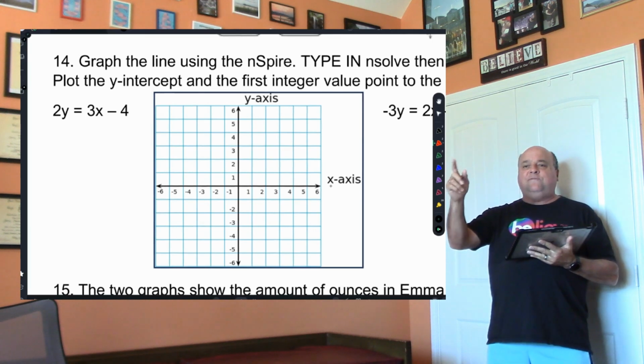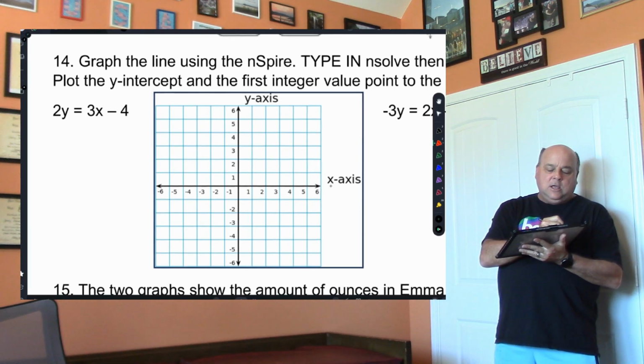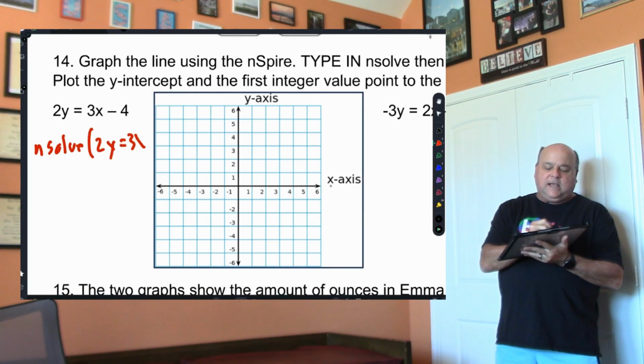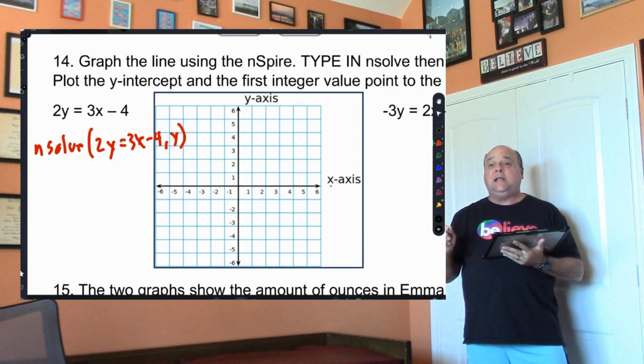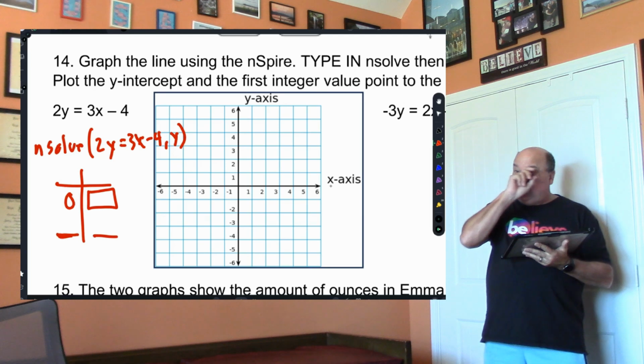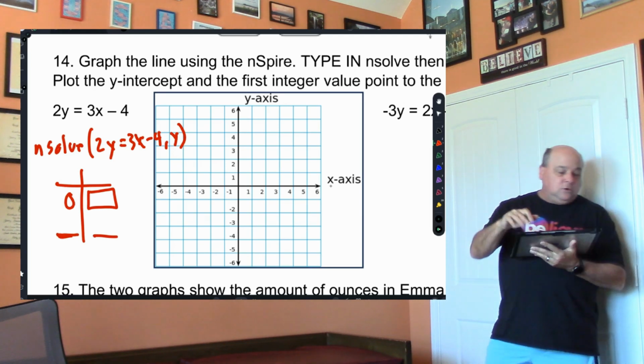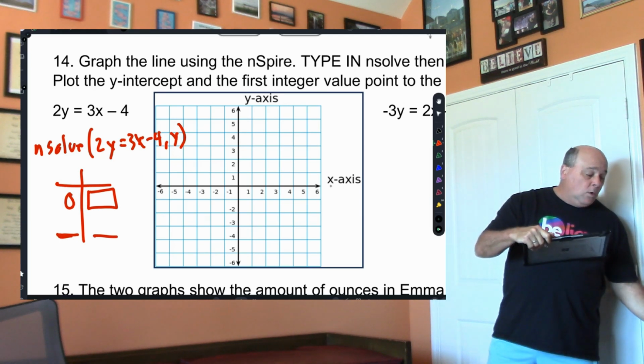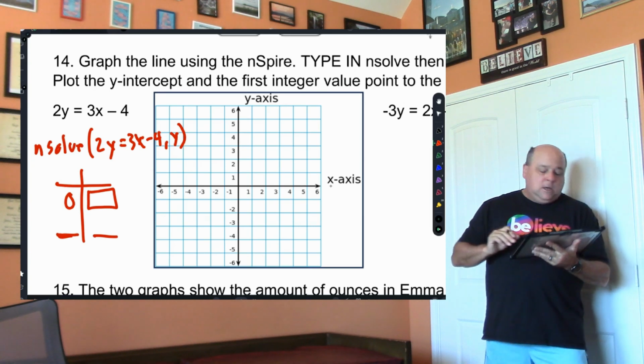Okay, this is something new that we learned. So you're going to graph this. You don't have to solve it for y. You're going to physically type in solve, and then you're going to graph 2y equals 3x minus 4, hit comma y, and it's going to graph that line. Then you're going to want to make a T-chart and get the 0 number and the first number that's all integers, okay? So let's go through this, and we're going to graph this, okay?